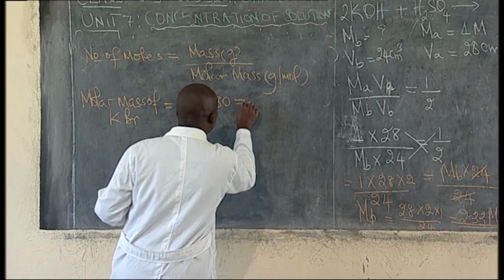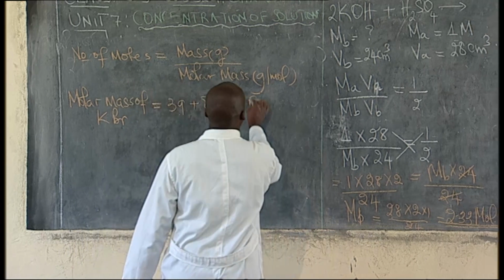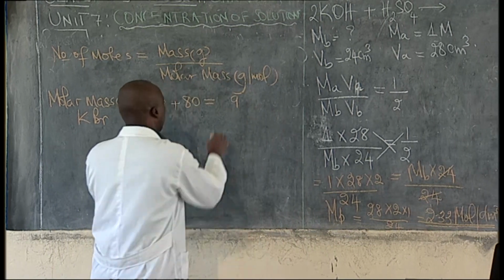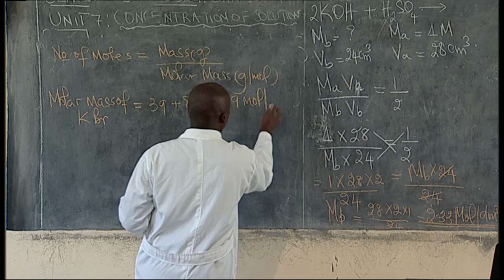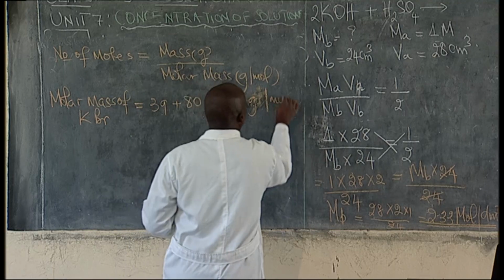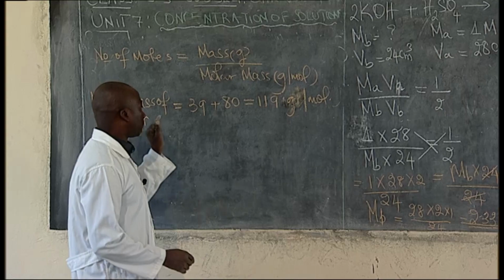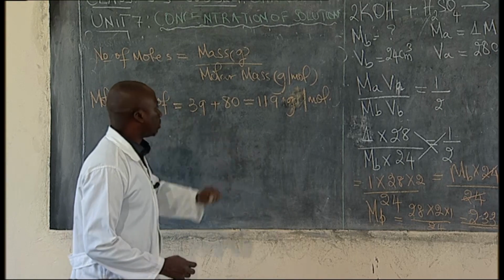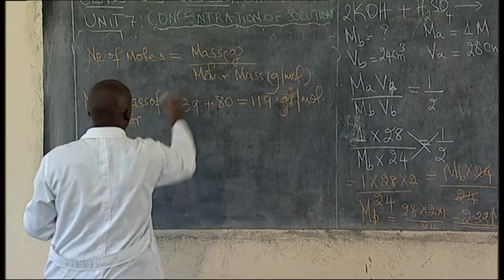So when you add them together, what do you get? 39 plus 80 gives 119. That is grams per mole, the molar mass of potassium bromide. So after getting the molar mass, we need to calculate the number of moles.